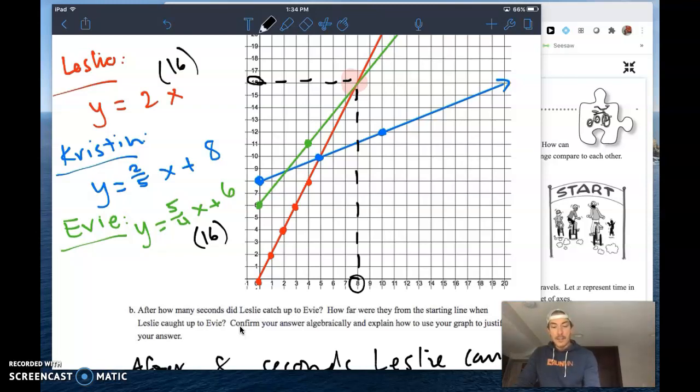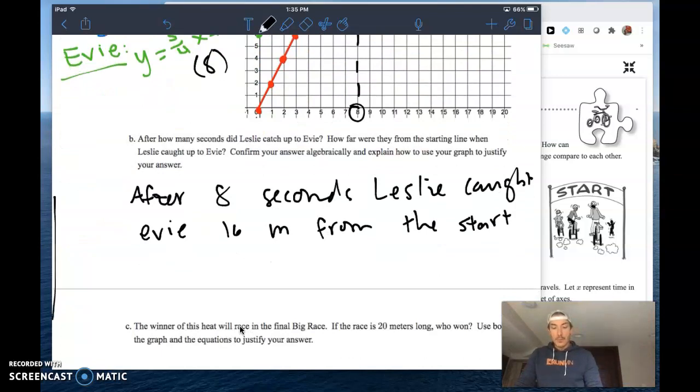All right, I know that 2 times 16 is 32. I'm sorry, I said 16. It's not working out because I'm not plugging in the right thing. Sorry. 8, we got to plug in 8. 2 times 8 is 16. Ding, ding, ding. And then, of course, 5 fourths times 8. Well, let's see. 8 divided by 4 is 2. 2 times 5 is 10. Plus 6. Hey, that's 16 as well, right? It works out. So there's the confirmation algebraically as well.